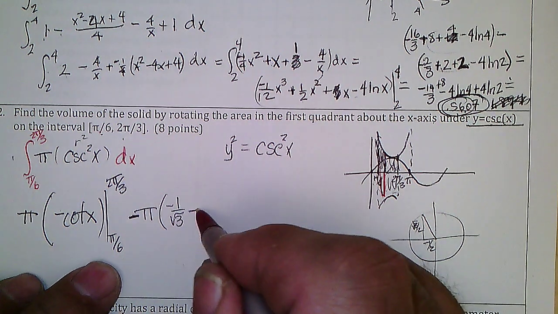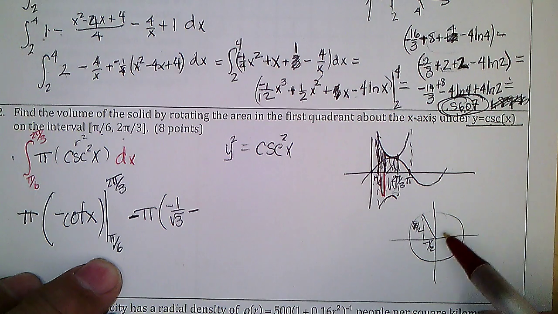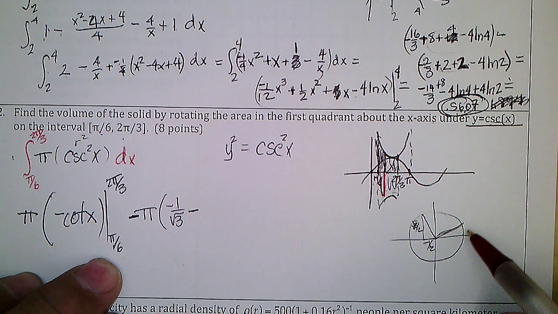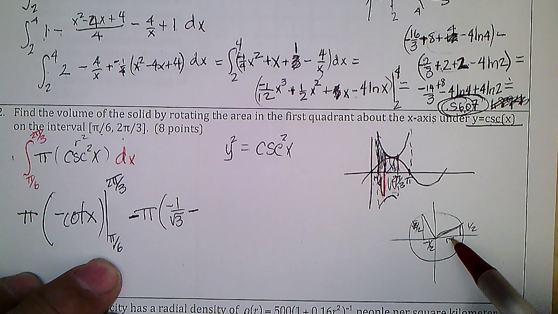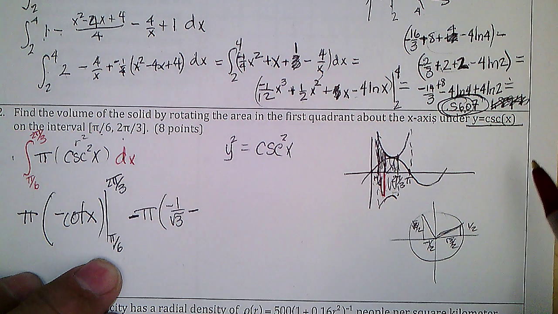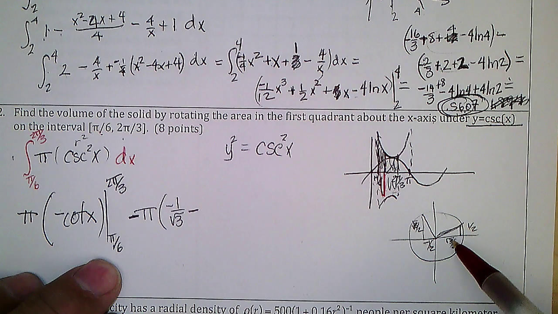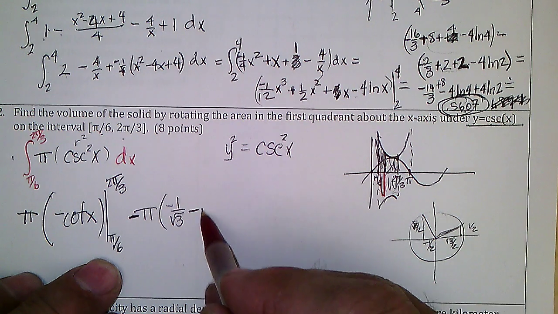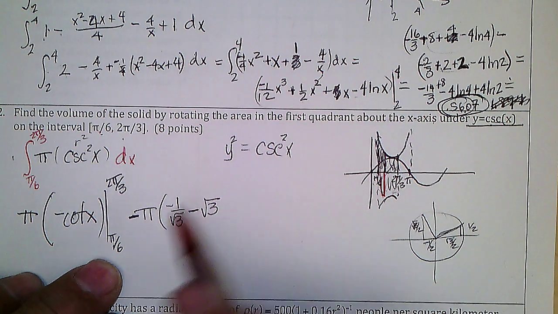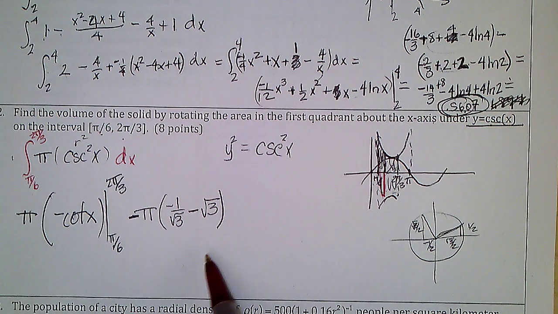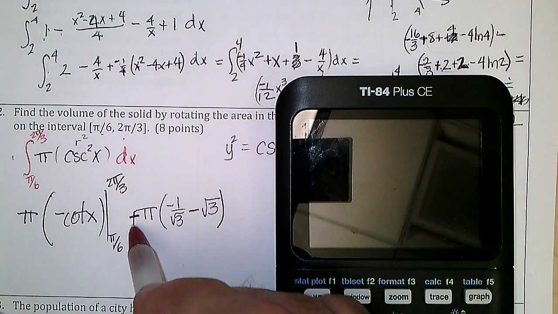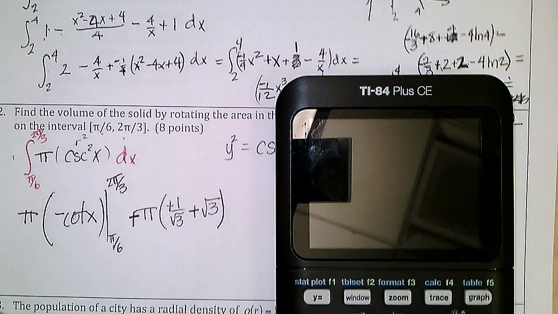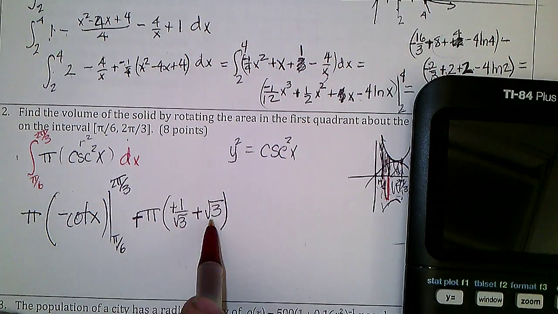And then minus, now I'll put pi over 6, which is here. The sine is 1/2, and the cosine is square root of 3 over 2. So the cotangent, cosine over sine, is square root of 3. So we have this minus, which would make both of these positive. And that would be our exact answer.